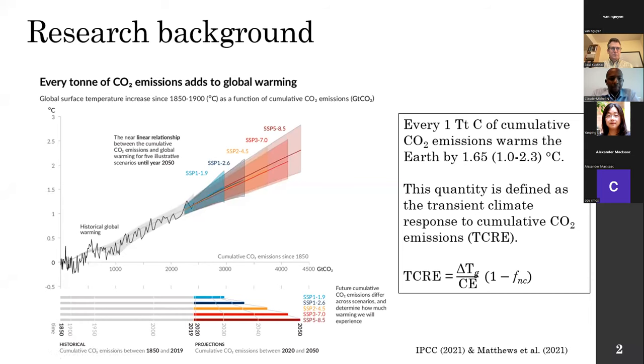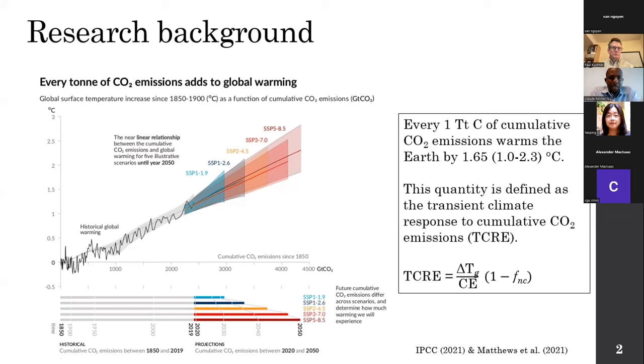For over a decade now, it has been quite well known in the climate science literature that cumulative carbon emissions since pre-industrial time and global warming display a kind of linear relationship. This relationship is very practical, useful and robust. It does not depend on the timing of our emissions or the emission pathway. As shown on this figure, it holds for the historical period and projections for at least the next couple of decades, for the different emission scenarios or SSPs.